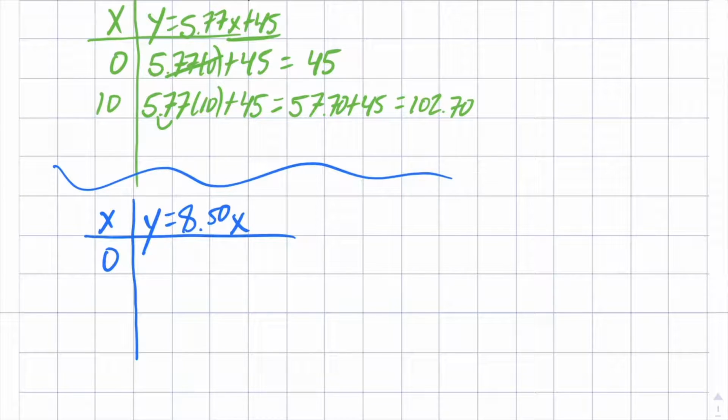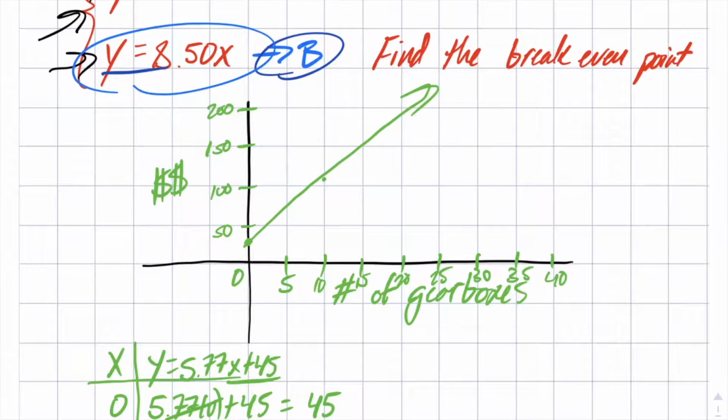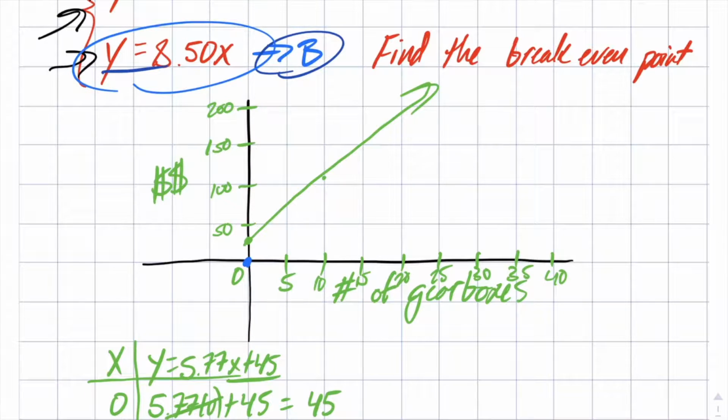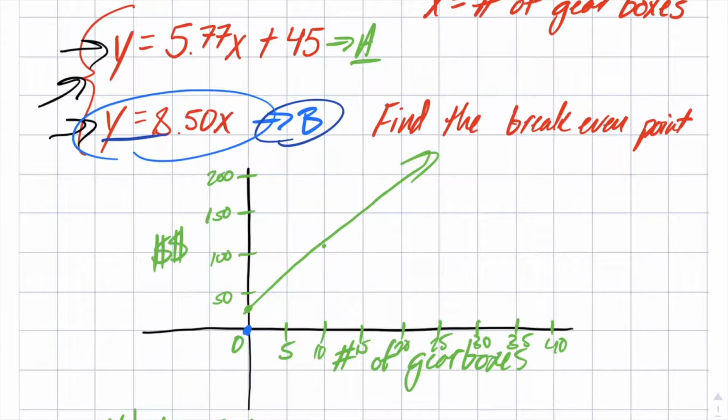We'll do 0. 850 times 0 is 0. And we'll do 10. 850 times 10 is 85. Okay? $85. So 0 and 85. So when x is 0, y is 0. And when x is 10, y is 85. About right here.